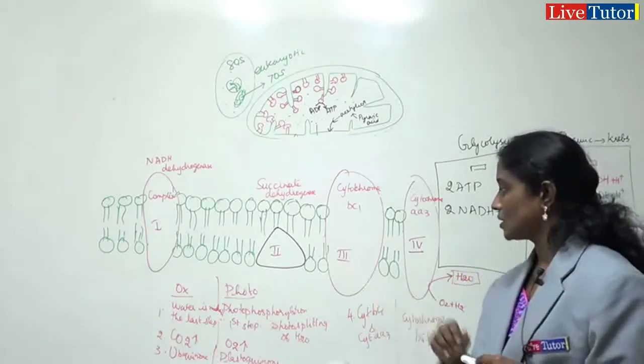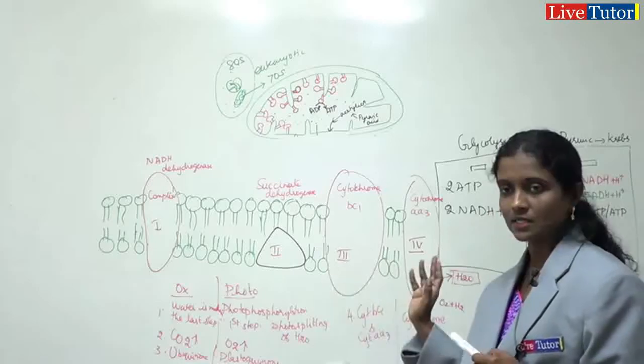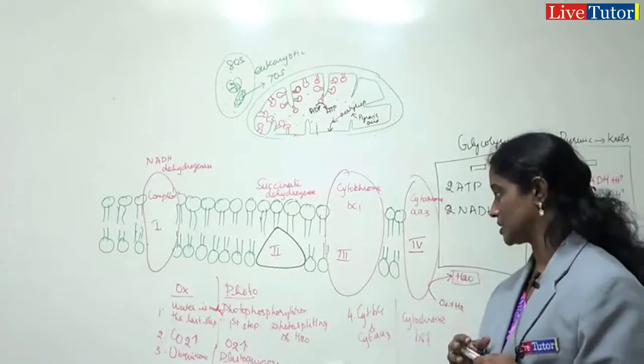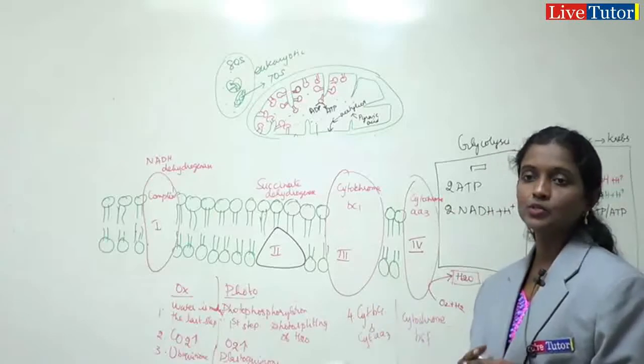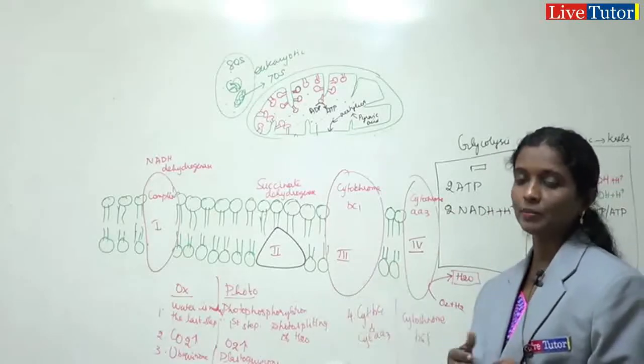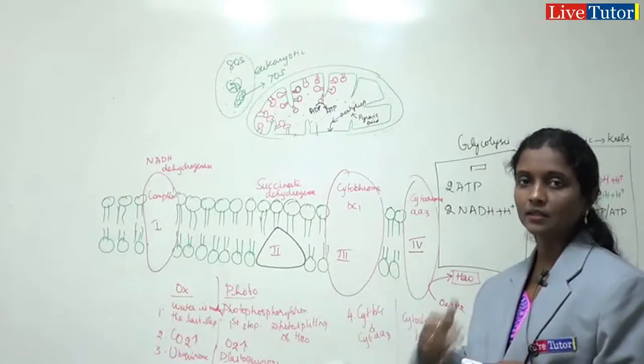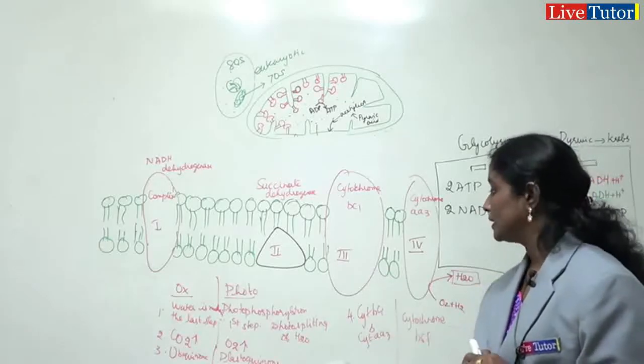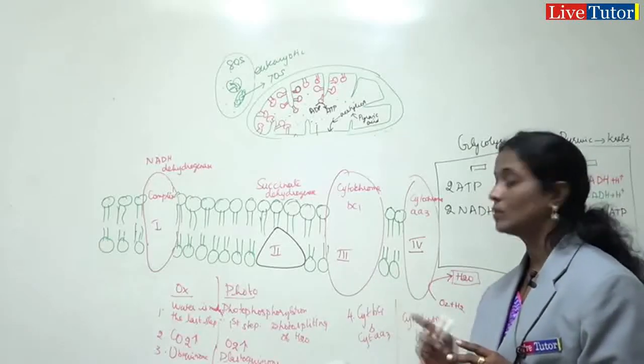Here water is made only in the last step, but in the case of plants, water is broken in the very first step itself. And here we produce carbon dioxide. Plants also do the same during the dark reaction, during the night time. During the daytime, they evolve oxygen.